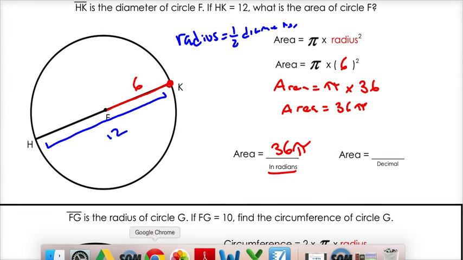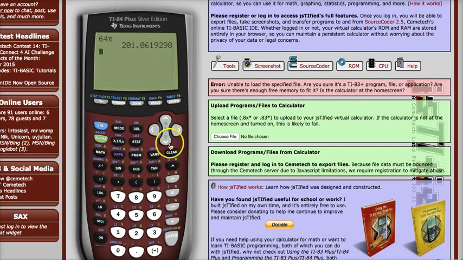Let's go back to our calculator. All right, let's clear this out. And we get 36 times pi. Put that in the calculator and we get 113.097.